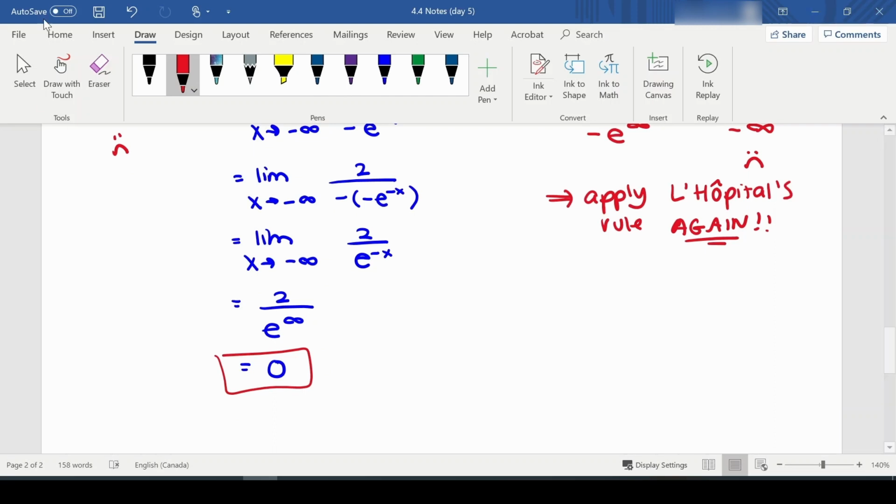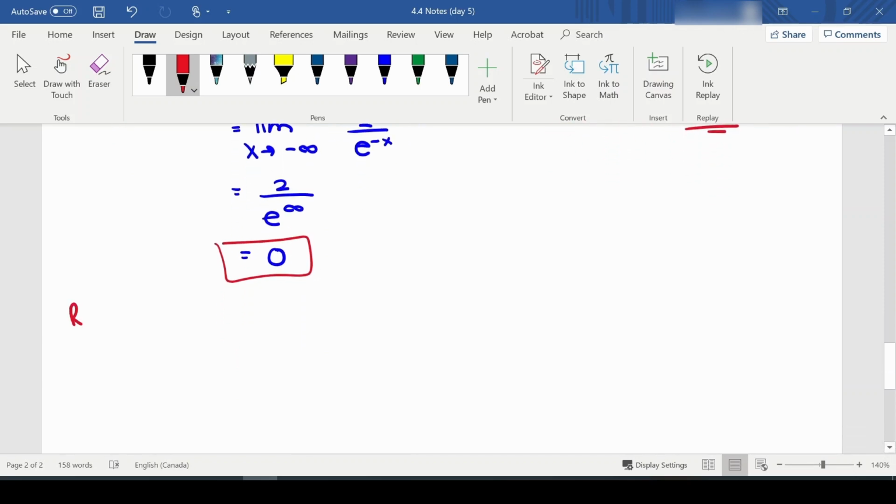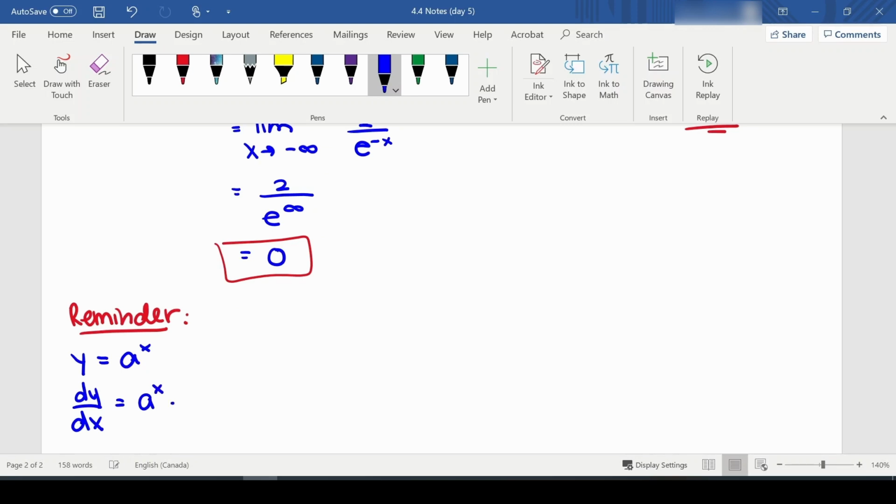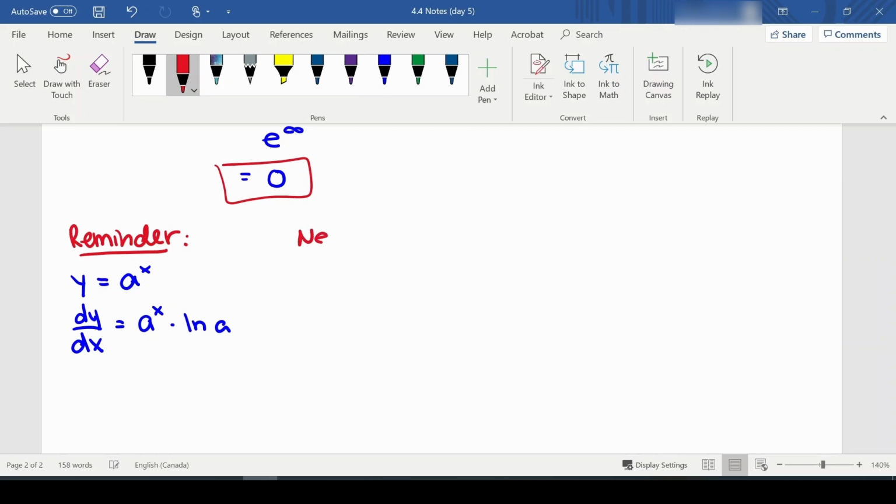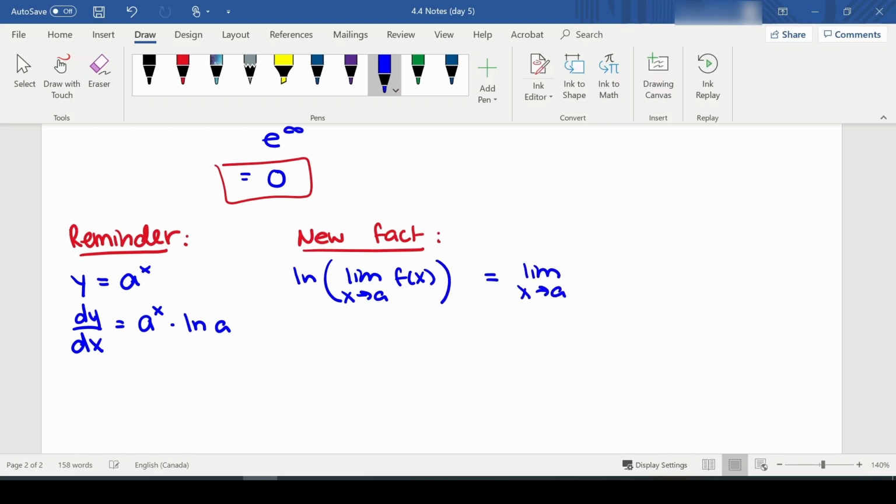Now, there's a couple of fairly tricky types of problems you might see, and so just a few reminders here. One reminder from previous chapters: if you have y equals a to the x, then dy/dx is equal to a to the x times ln a. A little new fact: if I have ln of the limit as x approaches a of f of x, this is equal to the limit as x approaches a of ln of f of x.